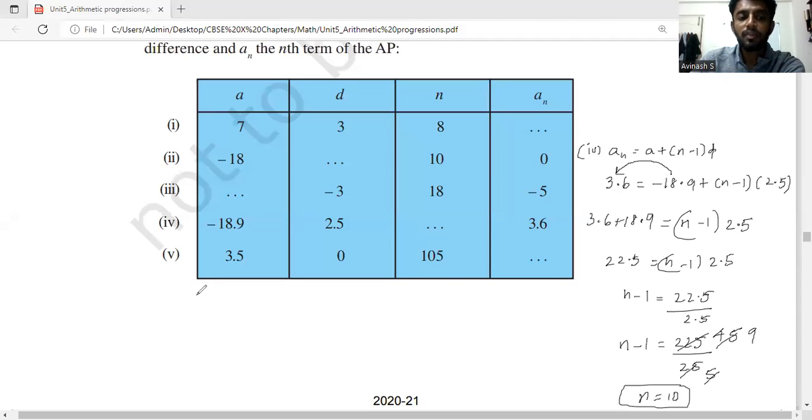So when it comes to the fifth subdivision, again the same formula, A n equal to A plus n minus 1 into D. So here, A n we don't know, so we'll have it as A n. A is 3.5 plus n minus 1. N is 105 minus 1 into D is 0. We need not even calculate this. So some of you might have done the next step, 104 into 0. Anything into 0 is 0, whether you subtract it or not. So this becomes 0. So you get the value of A n as 3.5.